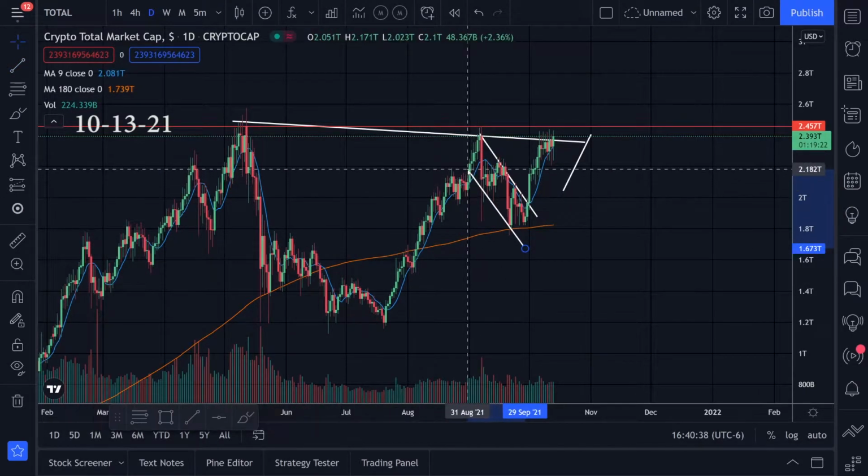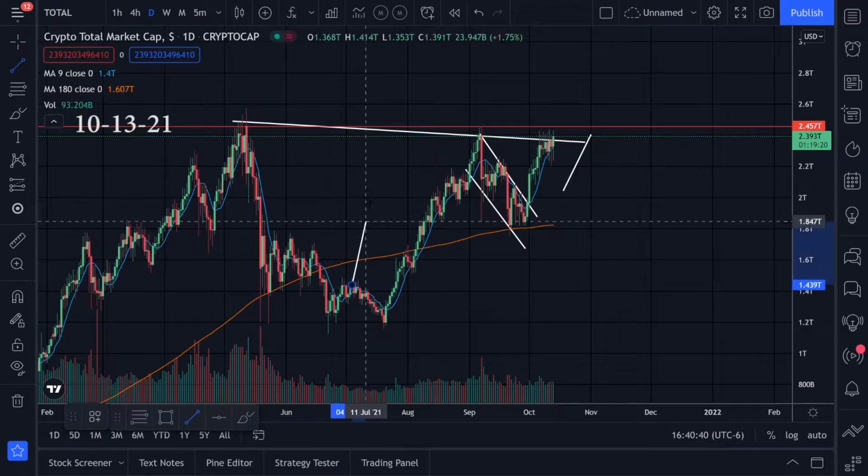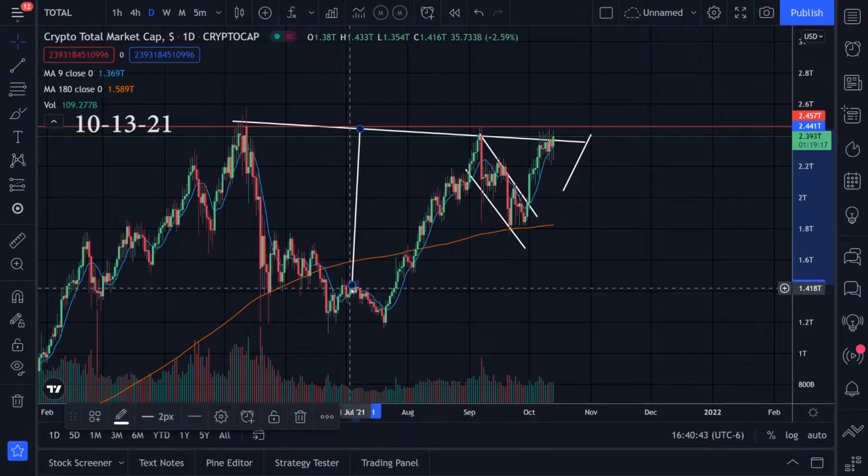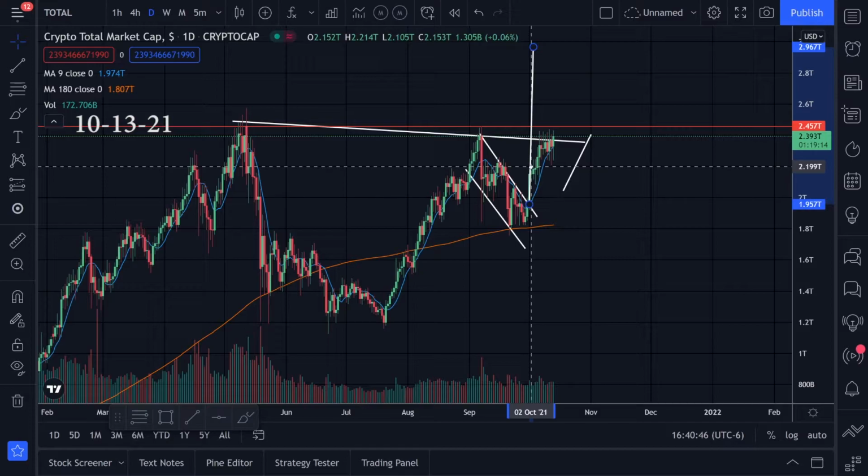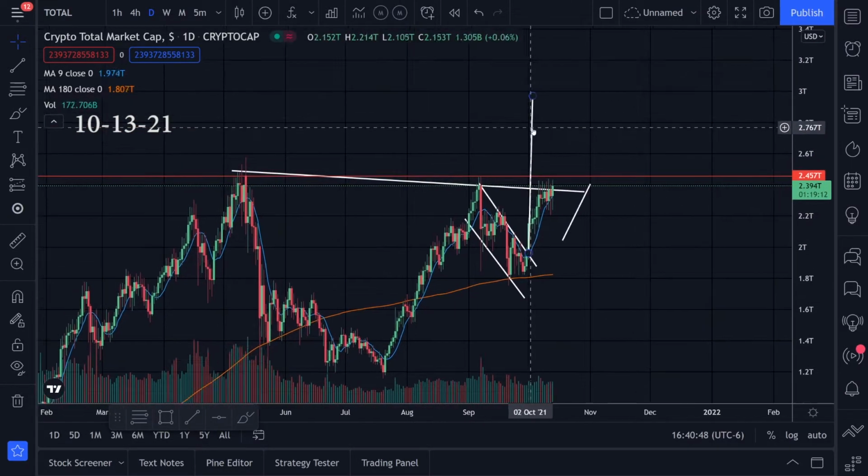What I was doing is targeting from the top to the bottom of this cup, and then dragging that to the breakout. Let's line this up right. Dragging that to the breakout, and I'm looking at a target of around 3 trillion, somewhere around there.